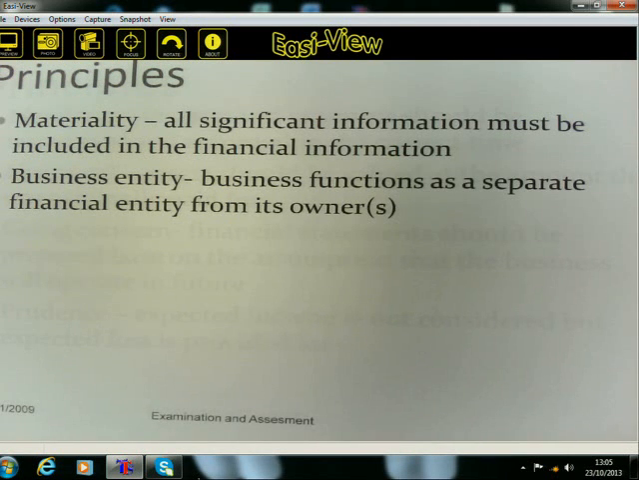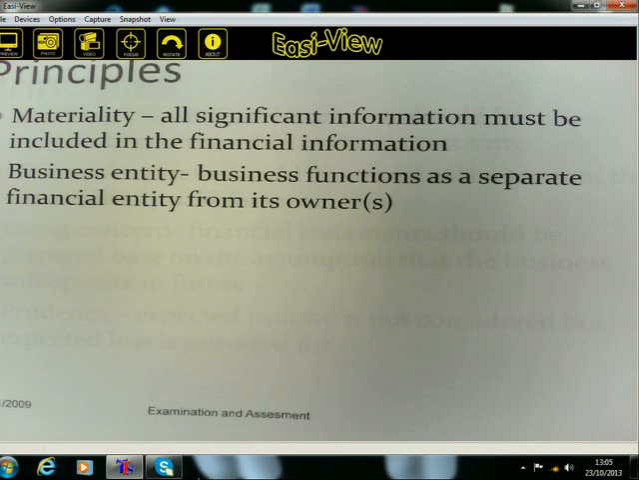Then the other one will be the business entity, which says the business functions as a separate financial entity from its owner. So with accounting, we separate the owner from the financial concerns of the business. So they are two separate entities.